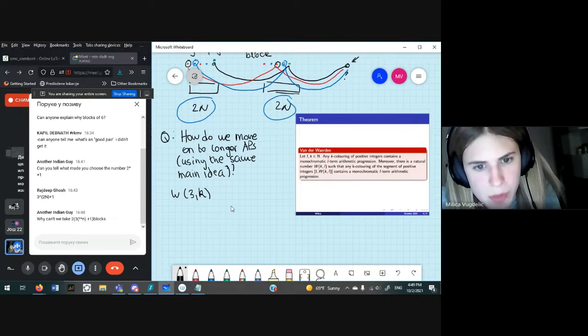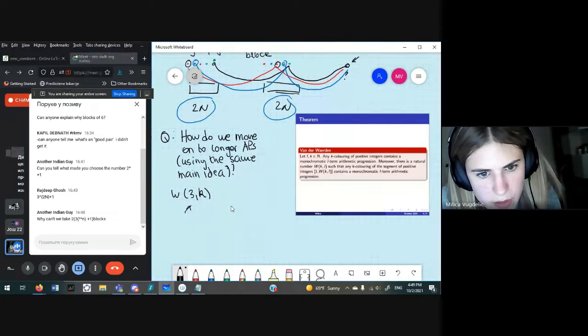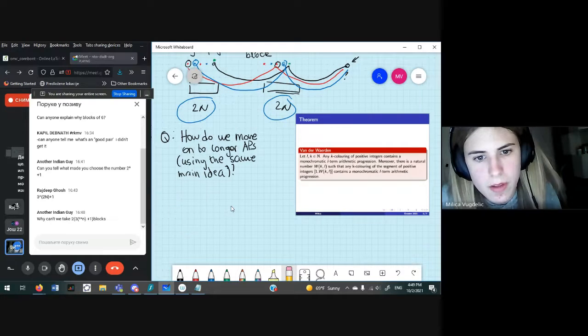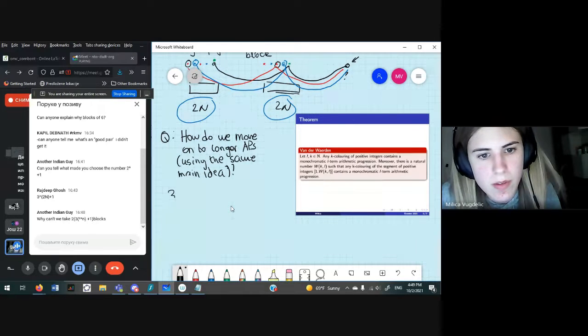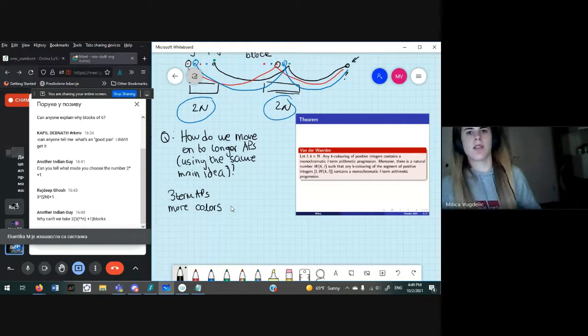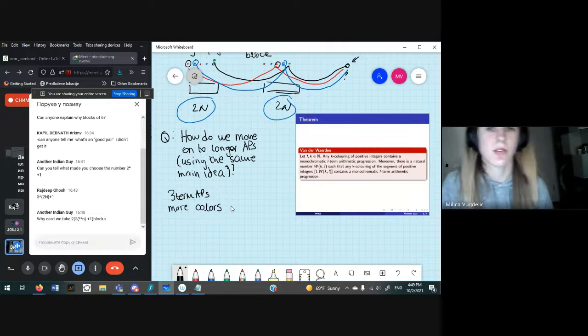I maybe have switched the notation. I apologize for that. So this is terms. No, I think it was the other way around. So yeah, if we stay with 3-term APs, but more colors, we see that we can basically just do the same thing. So now we induct on the number of colors.